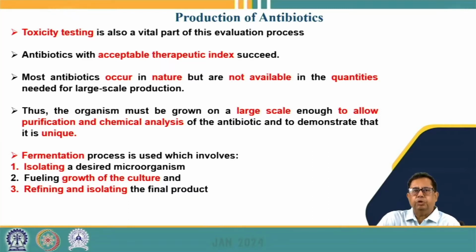So the process of the production of the antibiotics involves the fermentation process. Fermentation process means that, first of all, we have to isolate the desired microorganism. Basically, if we want certain antibiotics to be produced, they can be produced by a certain microorganism. So the identification and isolation of the microorganism is the first and foremost step for the fermentation process.